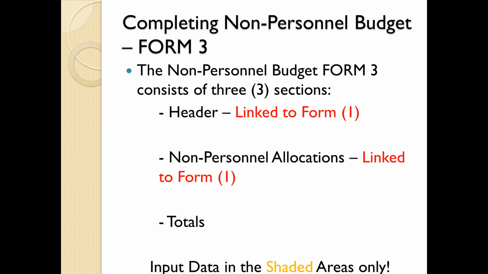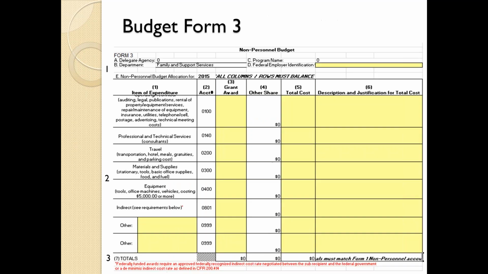We have the same as before, where we have header and body and so forth. Here's where we look at it. We can see the form right here. So it's the same as Form 2. We have to make sure that in the header, the only portion that we're going to input is our federal employer identification number. All other information will be linked to whatever you've input as the header on Form 1.